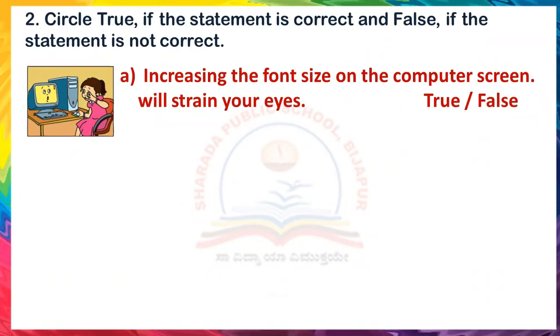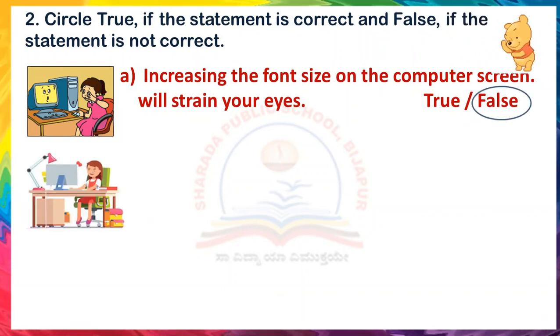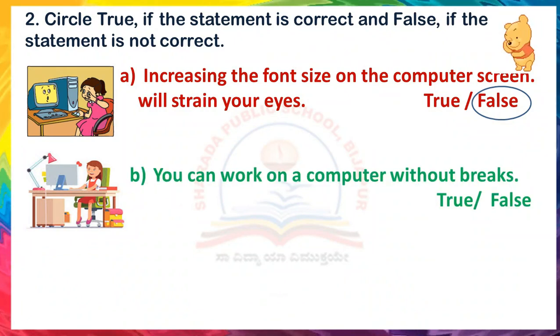Let me move to activity number 2. Circle true if the statement is correct and false if the statement is not correct. A. Increasing the font size on the computer screen will strain your eyes. Children, can you guess whether the statement is true or false? Yes, you are right. The statement is false. B. You can work on a computer without breaks. Can you guess, children? The statement is false.